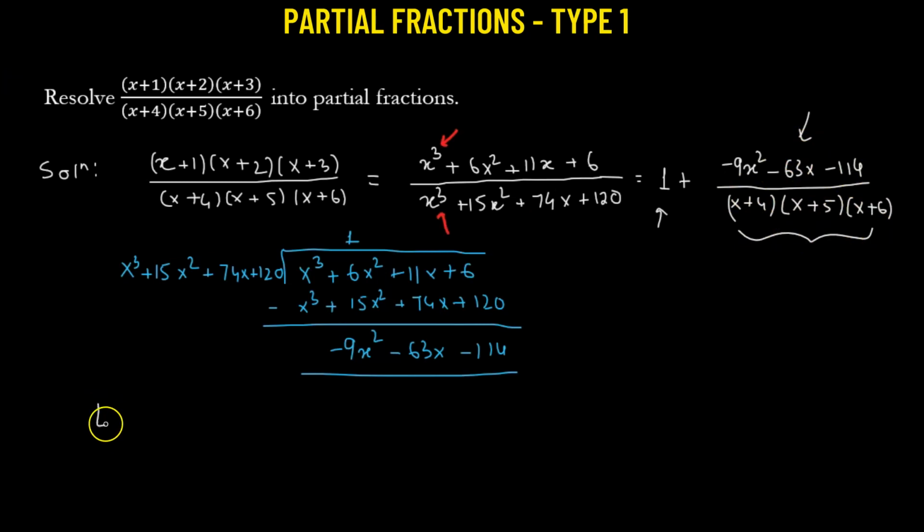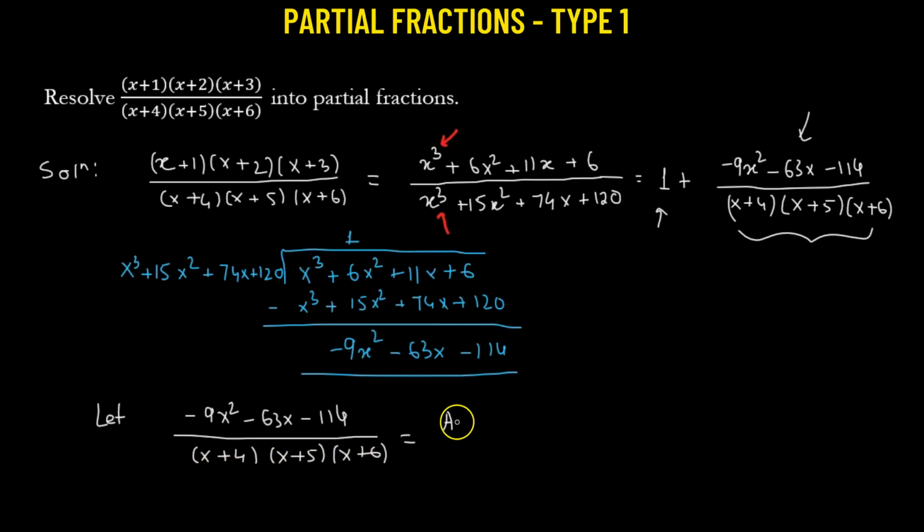So we're going to suppose (negative 9x squared minus 63x minus 114) divided by (x + 4)(x + 5)(x + 6). Since we have 3 factors in the denominator, we'll get 3 partial fractions. The first partial fraction, let it be denoted by A over x + 4. Then the second partial fraction will be denoted by B over x + 5. And the third partial fraction will be denoted by C over x + 6. We're going to label this as number 2, and the original equation is number 1.